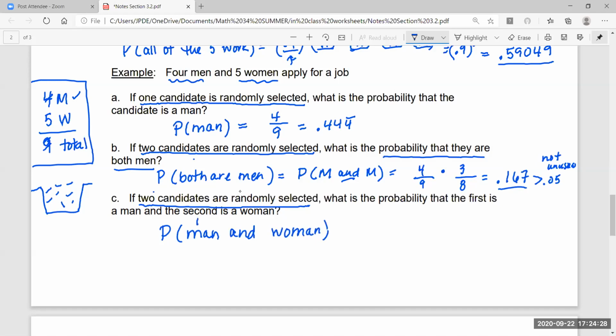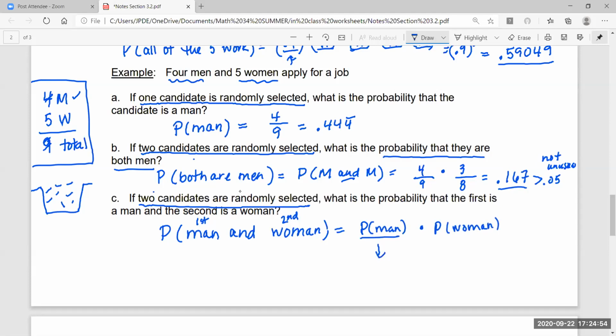And you notice they gave it to you in order. First man, second woman. Because if they just said you get a man and a woman, you'd have to consider, well, it could be the woman first and then the man, or it could be the man first and then the woman. So it says a man first, so we want to get a probability of a man, and so we're going to multiply the probability of a woman. But it says this happens first.